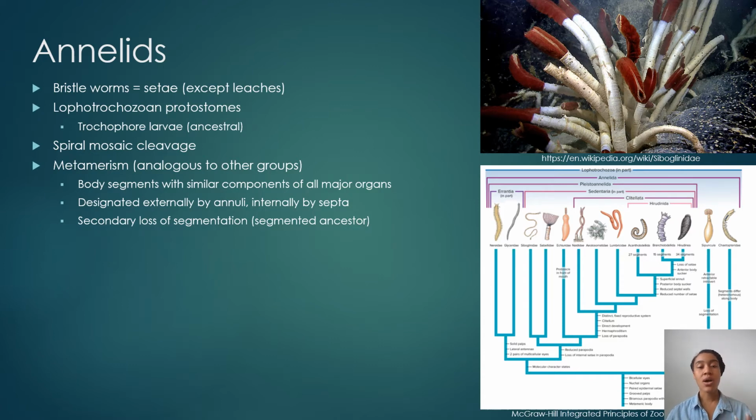And then some annelids have lost their segmentation secondarily, but they all had a segmented ancestor. So this is a synapomorphy of annelids, and then some of them have the derived characteristic of the loss of segmentation.